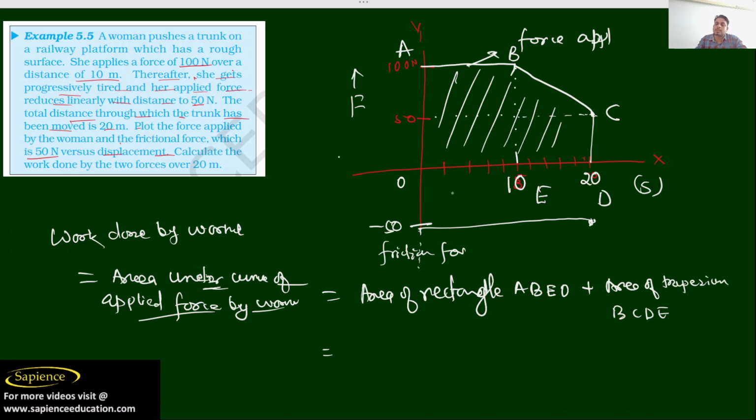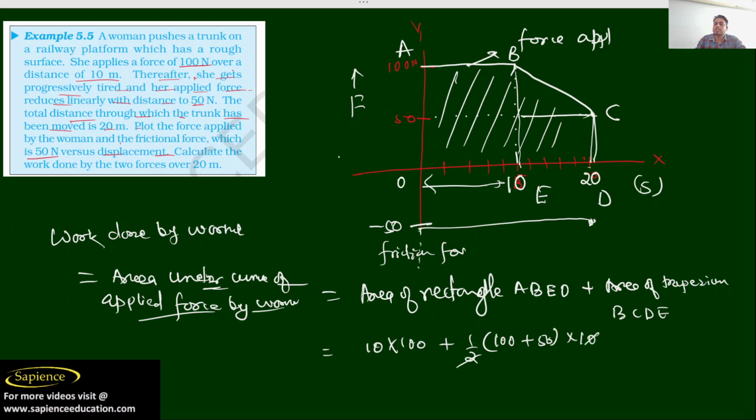So this will be base into height. How much is it? This base is 10, and height is 100. So 10 into 100, plus the area of this trapezium, which is 1/2 into the sum of the parallel sides. This is a parallel side, this is a parallel side, so this will be 100 plus 50, into height. This height is 20 minus 10, so you can write here 10.